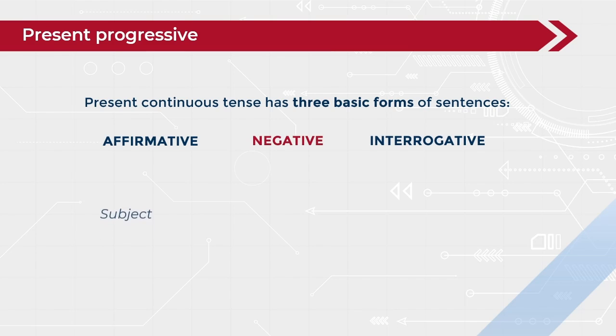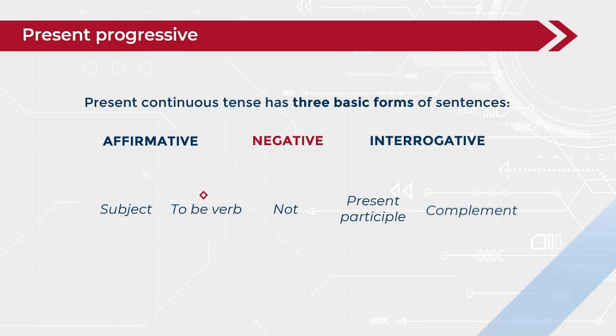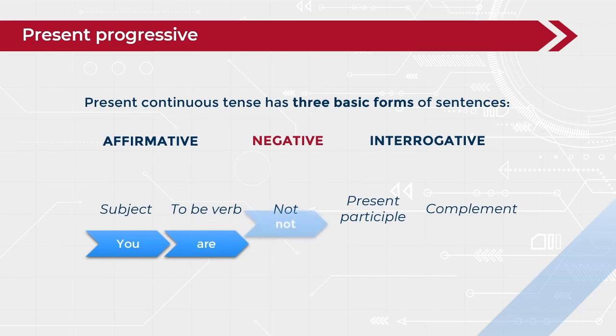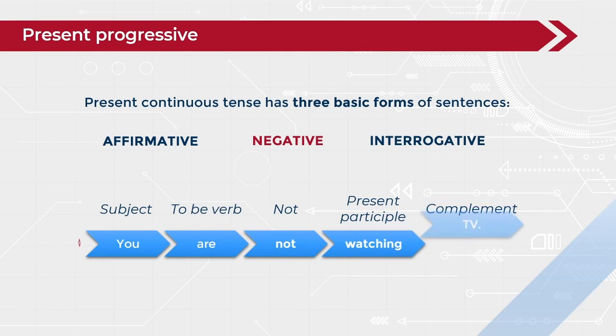In the case of negative sentences, you must remember that we always start with the to be verb form. Then we add the adverb not before the present participle. For example, in an affirmative sentence, we have you are watching TV, but in a negative sentence, we have you are not watching TV.